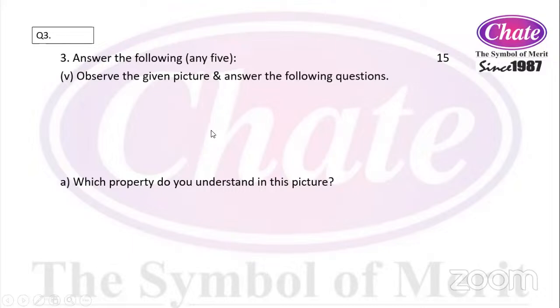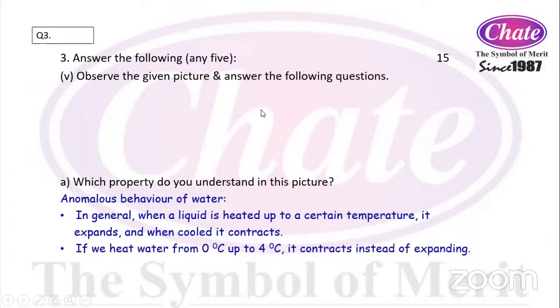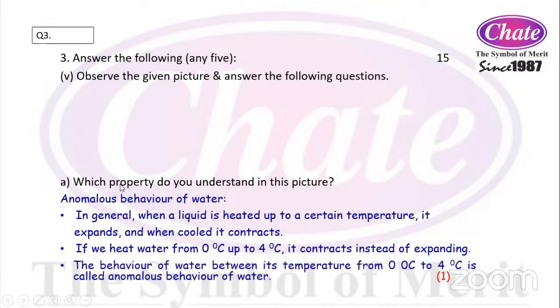Now moving to the next question, they asked us to observe a picture and answer the following questions. The picture has not been displayed right now, but it was a picture of a pond, with aquatic animals and aquatic life shown in the pond, in the winter season. The first question was, which property do you understand from this picture? It was the anomalous behavior of water. Don't just mention the anomalous behavior of water, because you are supposed to write down that property also.